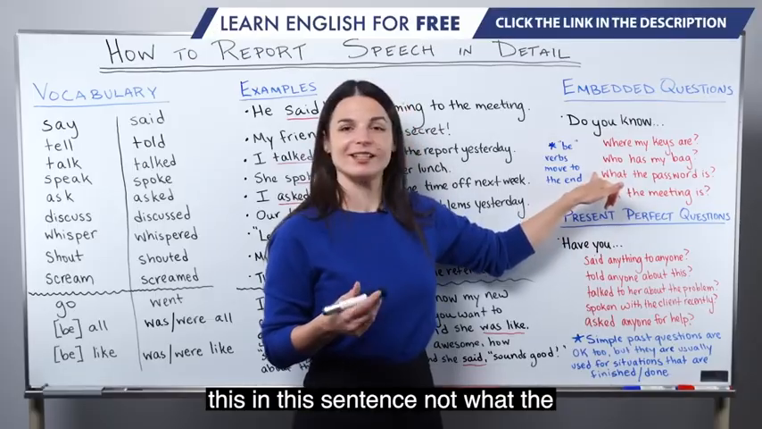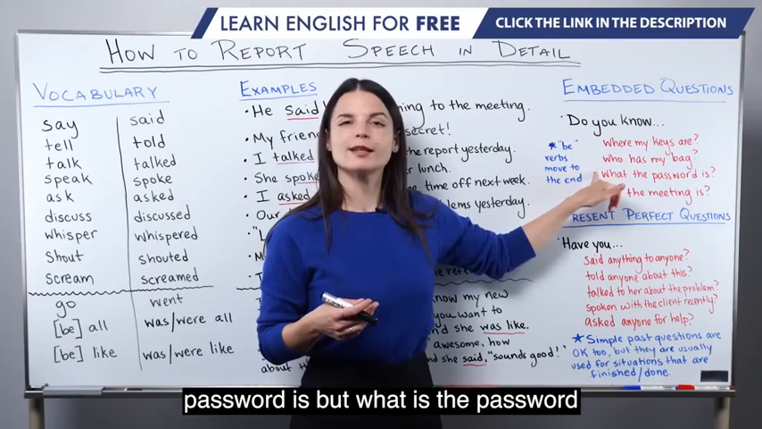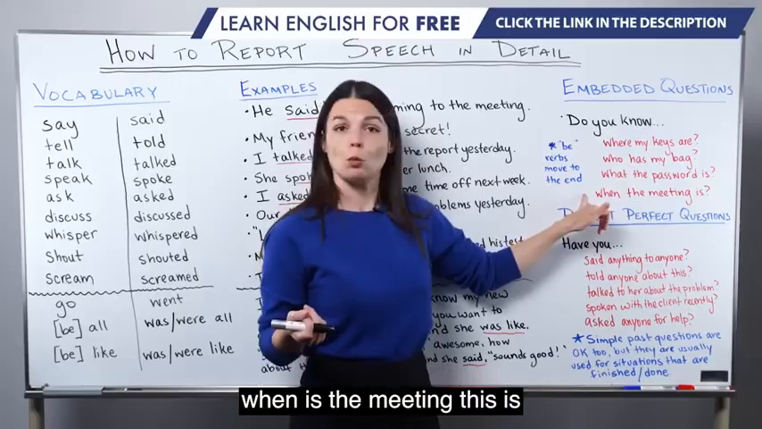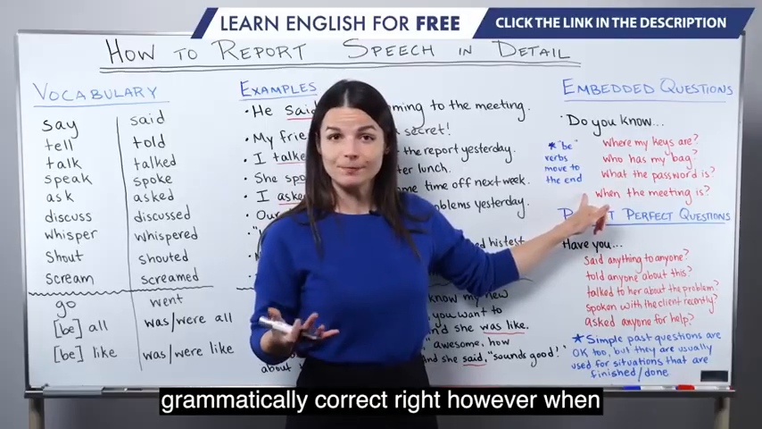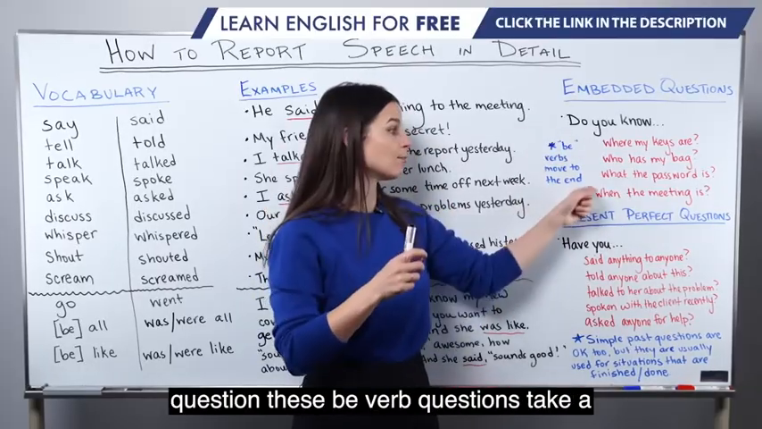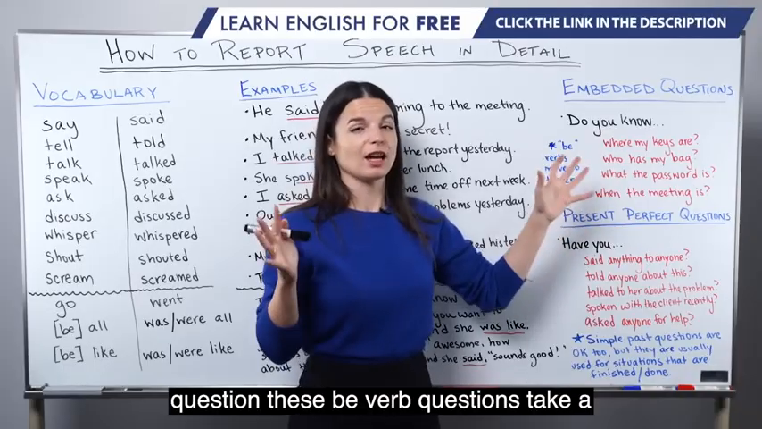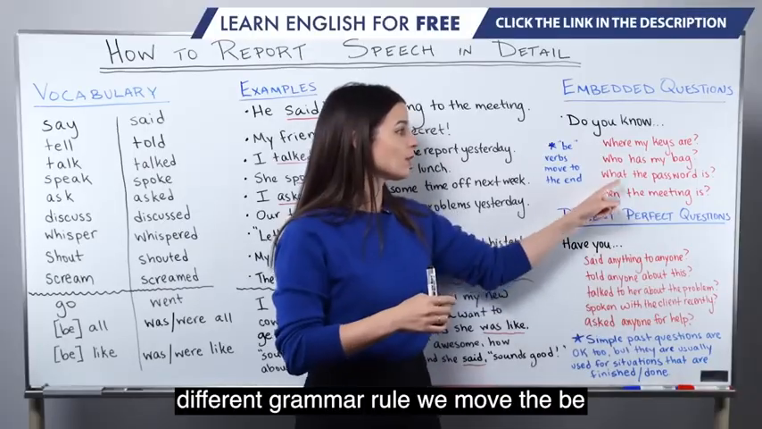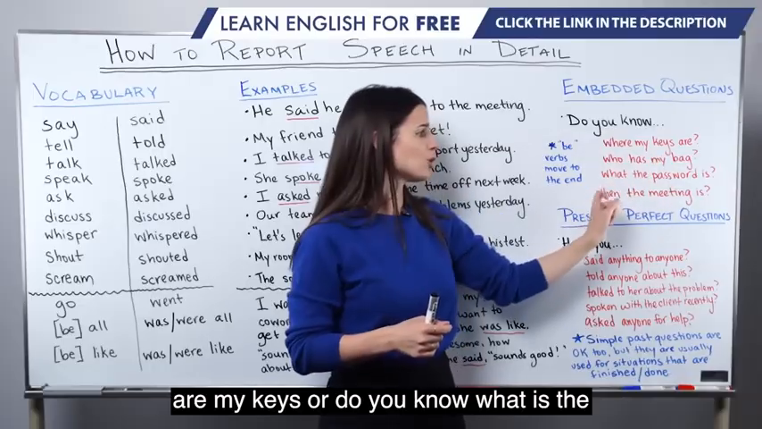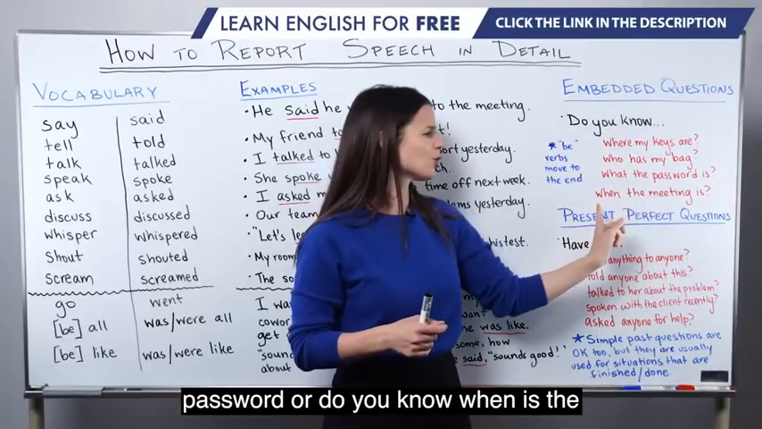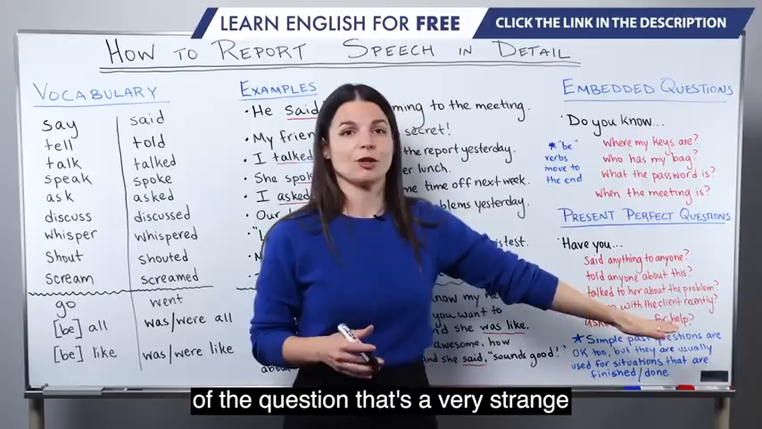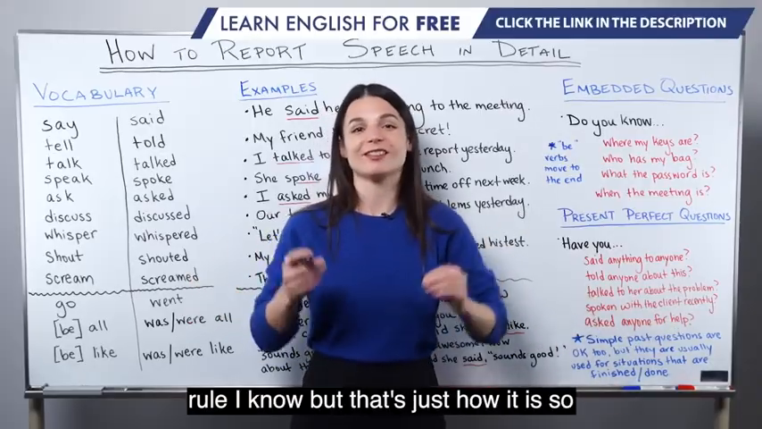Or in this sentence, not what the password is, but what is the password? What is the password, right? That's grammatically correct. In this sentence, when is the meeting? This is grammatically correct, right? However, when you put a question inside another question, these be verb questions take a different grammar rule. We move the be verb to the end. So now, do you know where are my keys? Or do you know what is the password? Or do you know when is the meeting? These verbs all move to the end of the question. That's a very strange rule, I know, but that's just how it is.